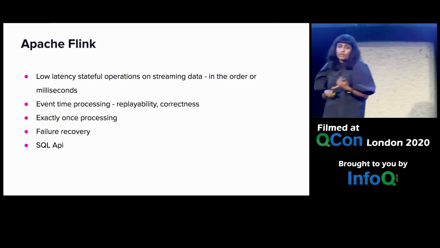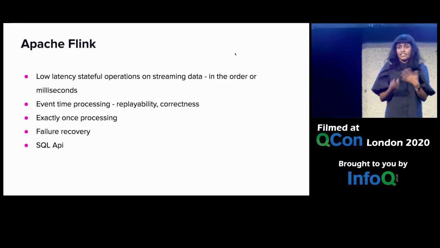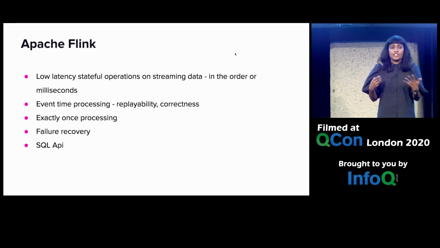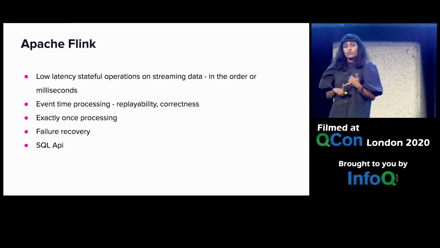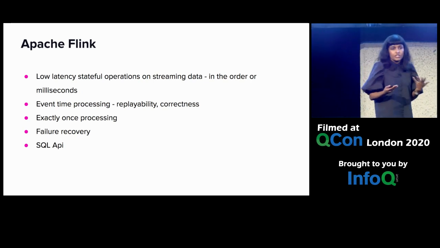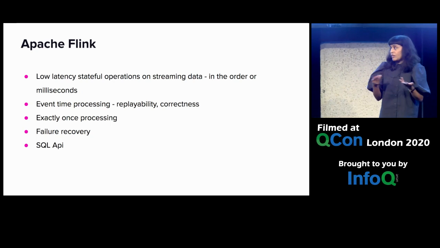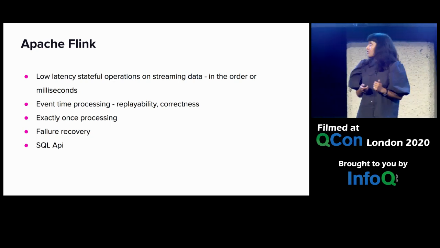Then failure recovery was also important. In a distributed system, anything can happen, things go down. We want our system to gracefully recover from that. And the other thing was ease of use. Flink provides a SQL API, so stateful computations can be specified in terms of SQL, which was really desirable for us.